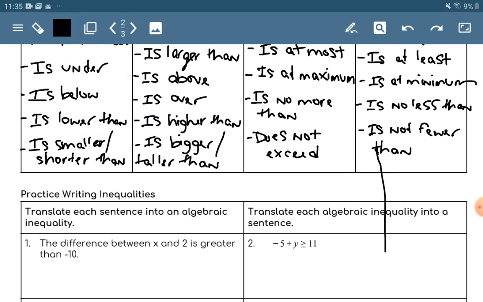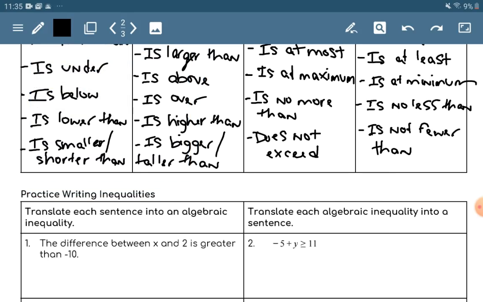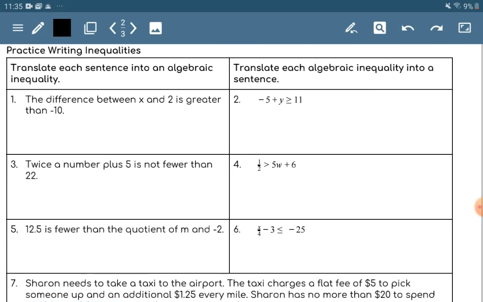So scrolling down to the examples at the bottom, we've got a couple different kinds. We've got kinds where we are given a sentence and have to turn it into an algebraic inequality, and the other way around. I'm giving you the inequality and we have to turn it into a sentence. I want to go down the left side first with 1, 3, and 5. So it says the difference between x and 2 is greater than negative 10.